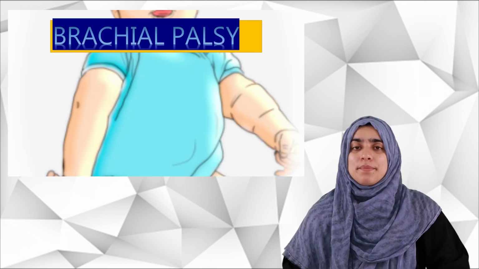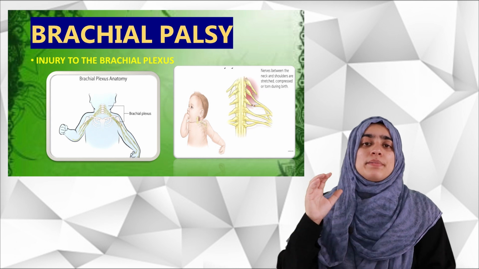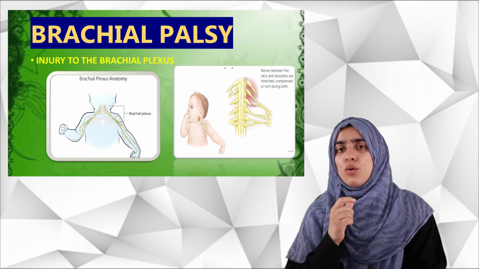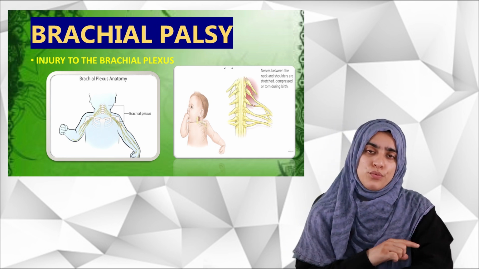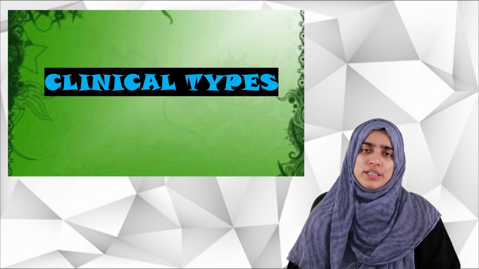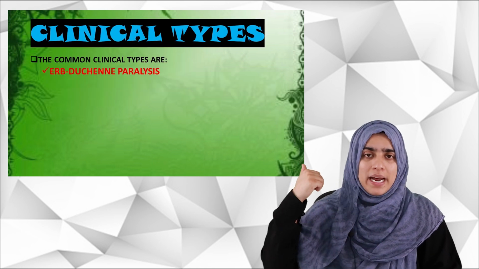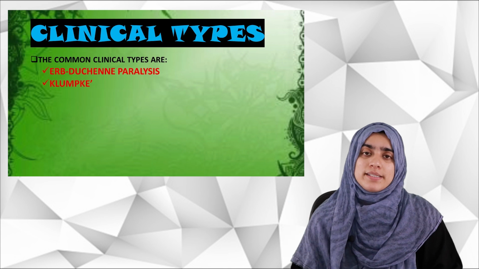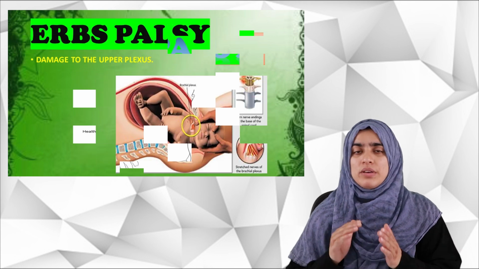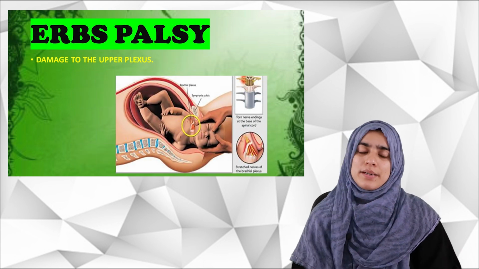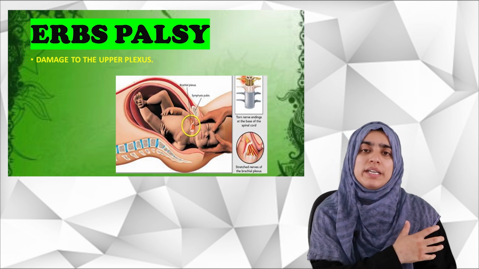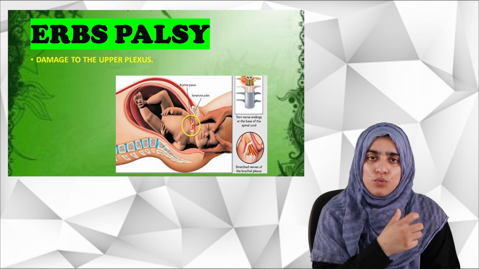Next comes the brachial palsy. Injury to the brachial plexus causes paralysis of the upper part of the arm. It can be with or without involvement of the forearm as well as the hand. Some of the clinical types of this nerve injury are abduction paralysis, or you can call it Erb's palsy, and then Klumpke's palsy. Let's see Erb's palsy. There is damage to the upper portion of the plexus, and it usually results from a stretching or pulling of the shoulder of the child during delivery.